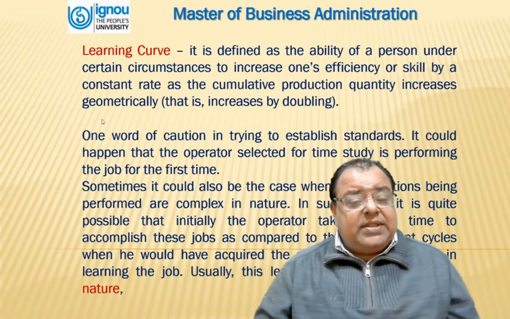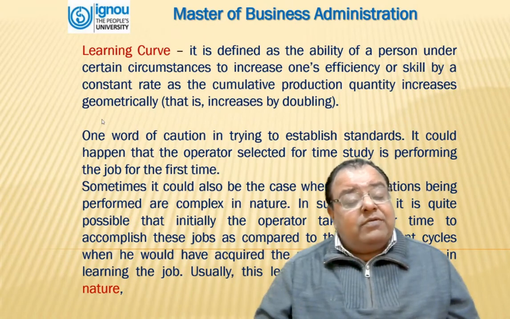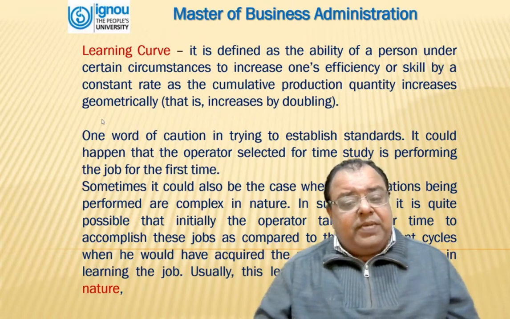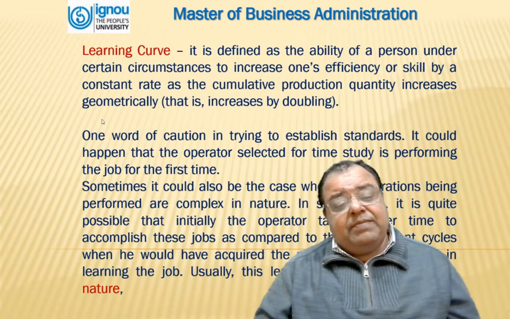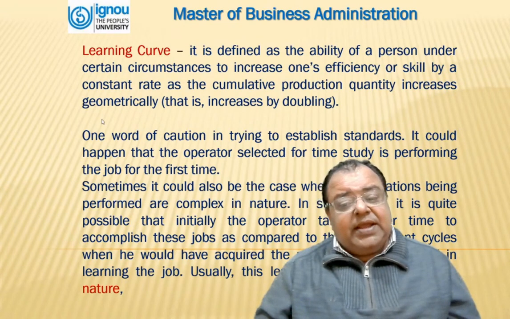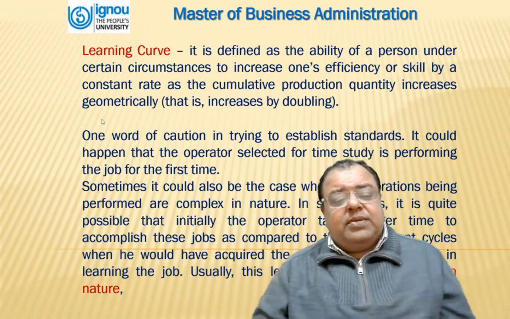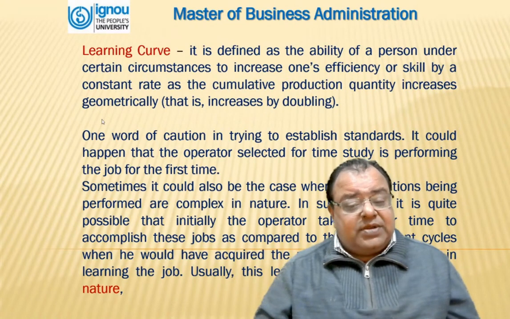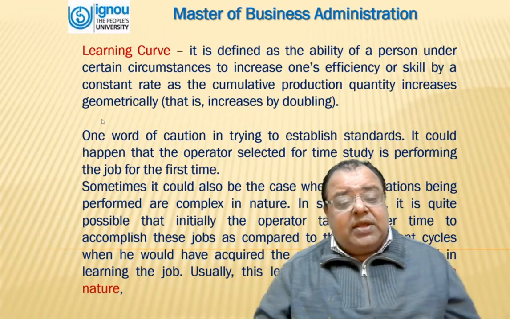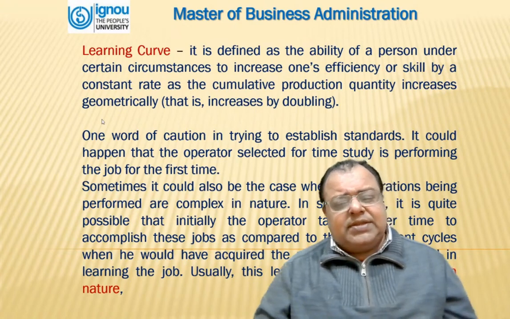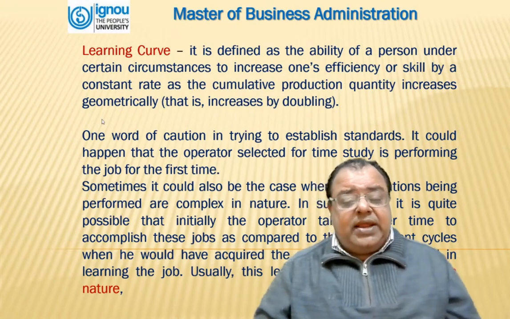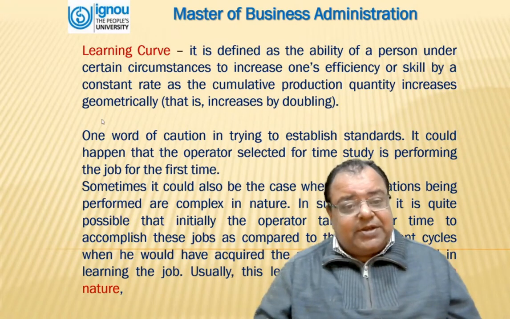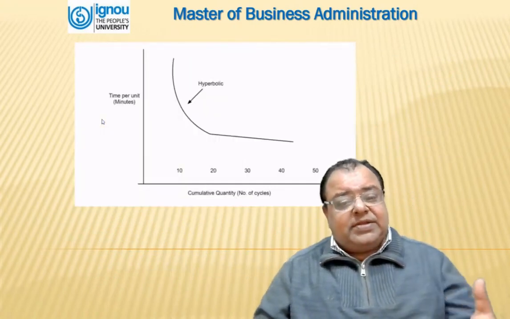It could happen that the operator selected for the time study is performing the job for the first time. Sometimes it could be the case when the operations being performed are complex in nature. In such cases, it is quite possible that initially the operator takes longer time to accomplish these jobs as compared to the subsequent cycles when he would have acquired necessary skills and feel in learning the job. Usually, this learning curve is hyperbolic in nature. You see, this comes down.